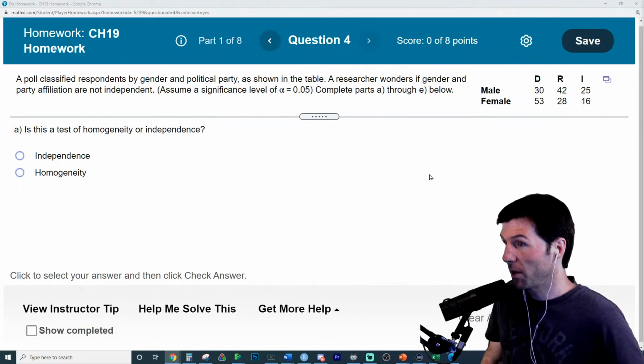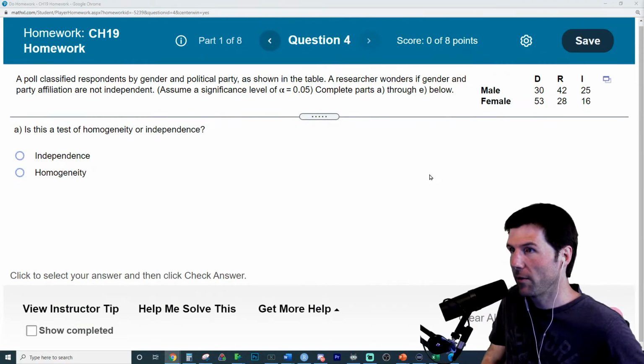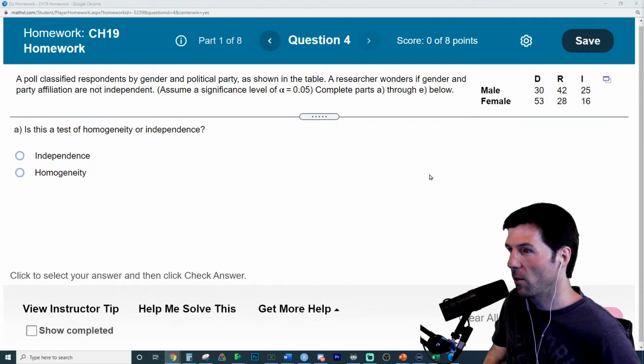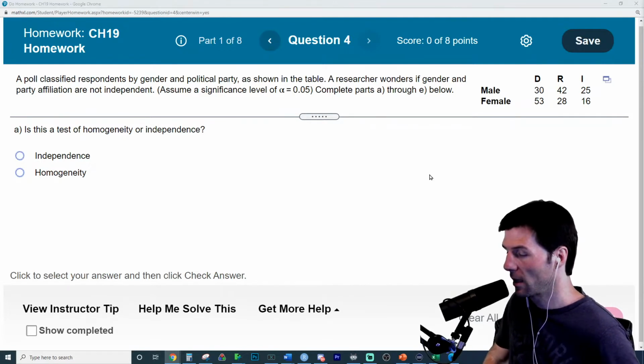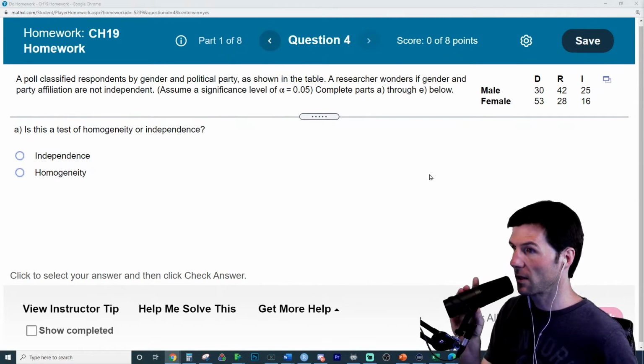So this one right here is political affiliation and gender. So we have here male, female, Democrat, Republican, independent. Now, we don't do the chi-squared test of homogeneity. We do the chi-squared test of independence. And the way to think about the null hypothesis for this is we just put the word independent between these.